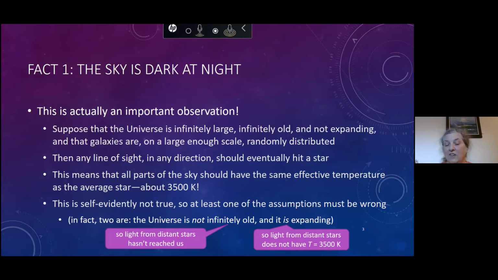In fact, it is expanding, and what that does is it causes the light from very distant objects to be effectively stretched to longer wavelengths, which means to cooler temperatures. So the light from a very distant star would not appear to be at a temperature of 3,500 Kelvin, but at a lower temperature. And in fact, it turns out that for stars, the fact that the universe is not infinitely old is the most important of these failed assumptions. But in order to prevent us from being fried by the cosmic microwave background, we also need the expansion.